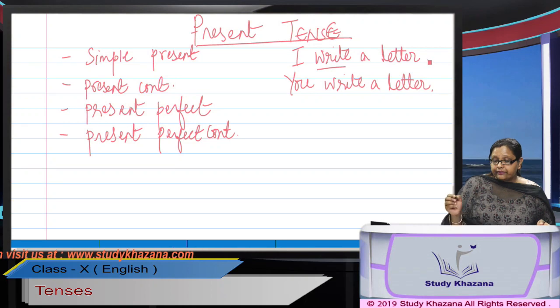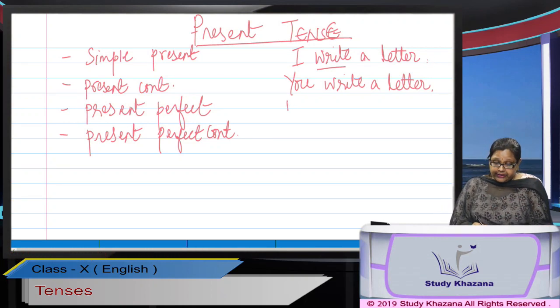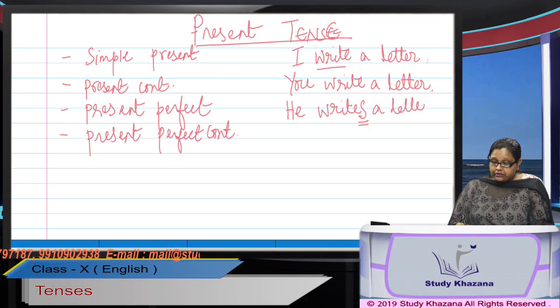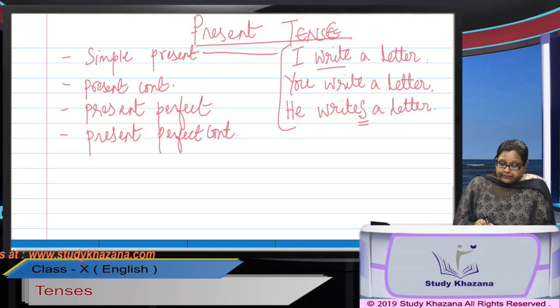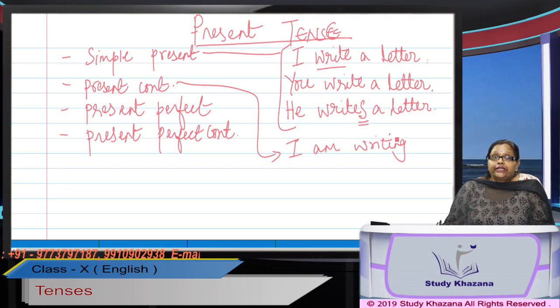Now there was a point that I told you, the verb agreement. When it comes to the third person, we will use he, with this additional s. He writes or she writes a letter, and it goes on with all the other subjects. Now this is the simple present. If I say the continuous form, I'll say I am writing, an action that shows continuity.